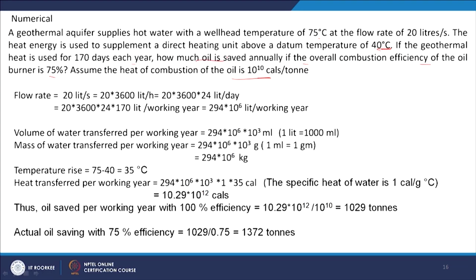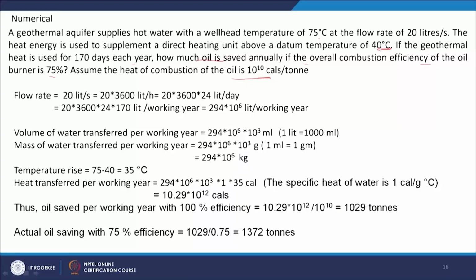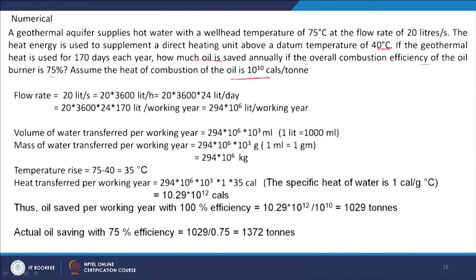This is a very simple problem which is based on energy balance. What is the energy required to raise the temperature from 40 to 75 degree centigrade of the total water which will be used during the year? That amount of heat we will calculate, and then we will see how much oil is needed to get that amount of heat due to its combustion, because the heat of combustion is given. So, we have to do a mass balance.